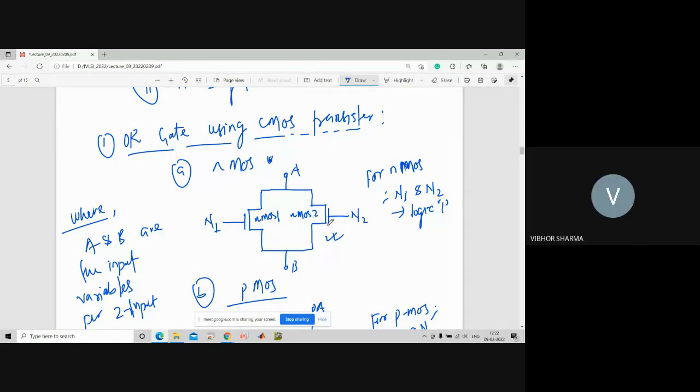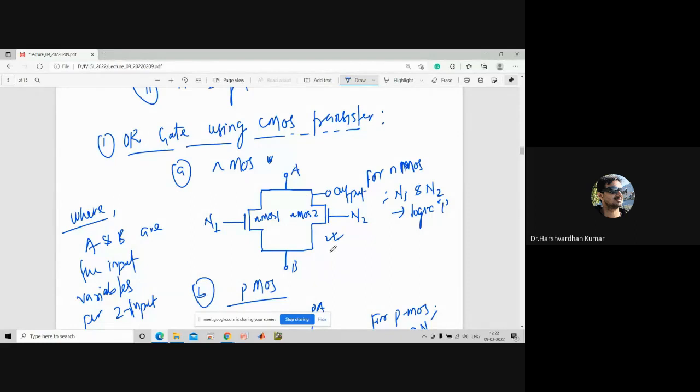Sir, sorry to interrupt. Where are we taking the output from? Where you are getting the output? Let us say from here. Because all are shorted, right? Both the switches are connected and shorted.